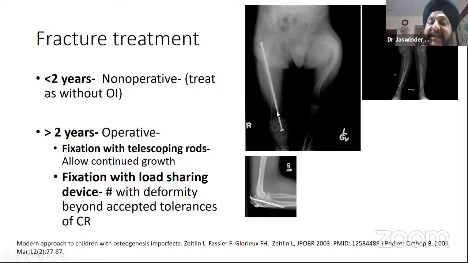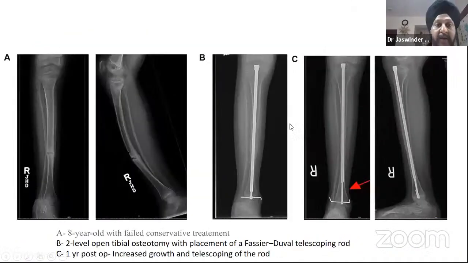So we need not remove the rod with time. Otherwise, with the Rush nail or non-telescopic rods, with time, if we start near the physis, they might after a couple of years reach near the metaphyseal-diaphyseal region. There might be chances of cut through, and that is the time the child might present with a fracture and needs a revision. So it is always better to use telescopic rods.